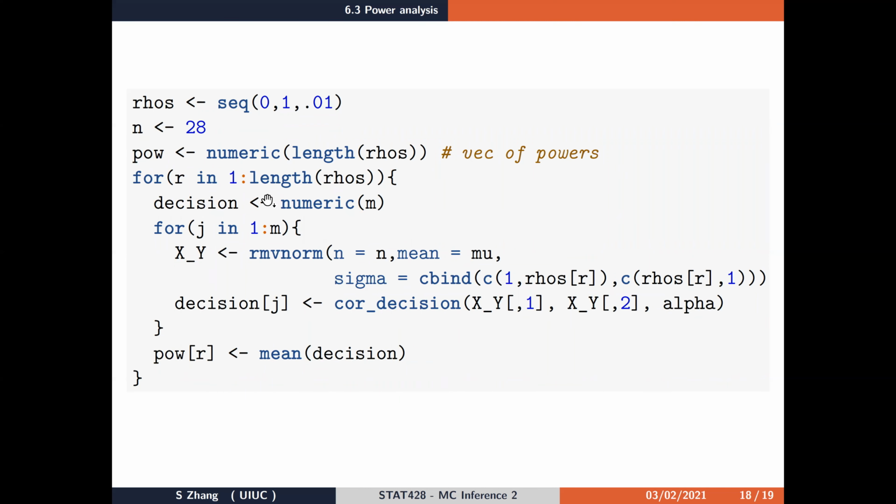And then for each of these possible rhos, we try to figure out what is the proportion of times that we reject the null hypothesis. So just like before, we iterate this for 1,000 times for each rho. And each time we sample our data, x and y, from the multivariate normal distribution with mean mu and sigma, where rho is given by this value between 0 and 1. And then we perform the hypothesis test.